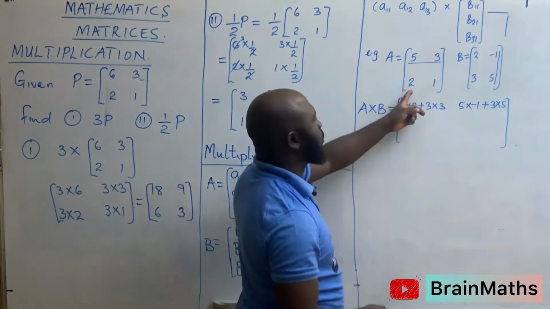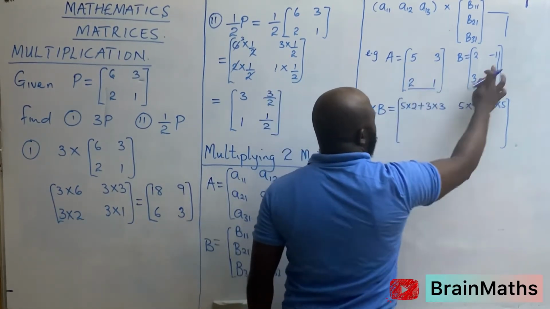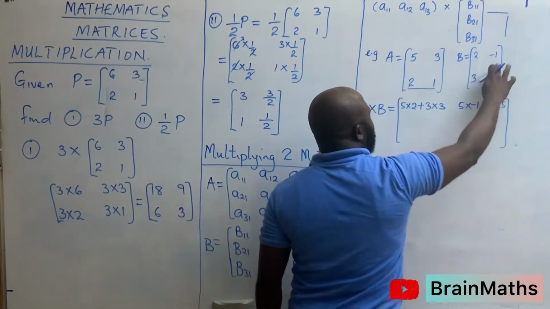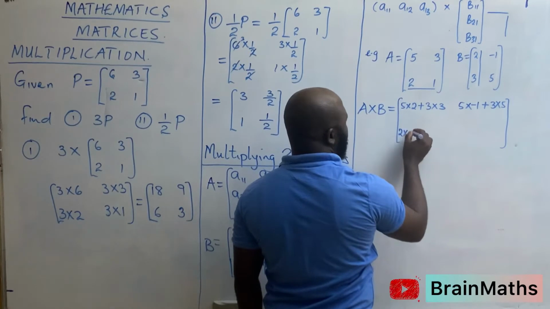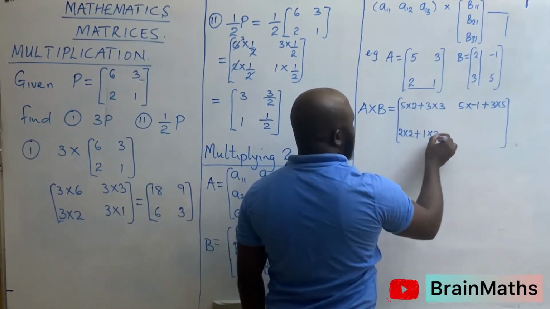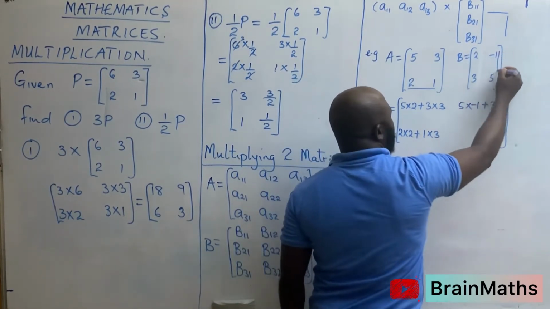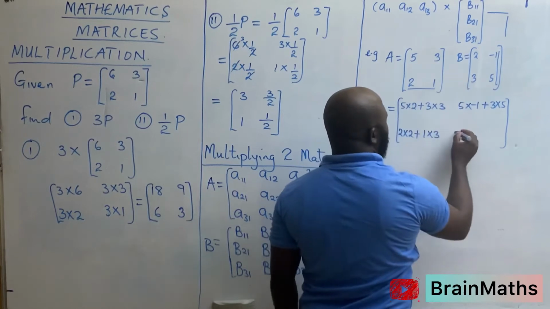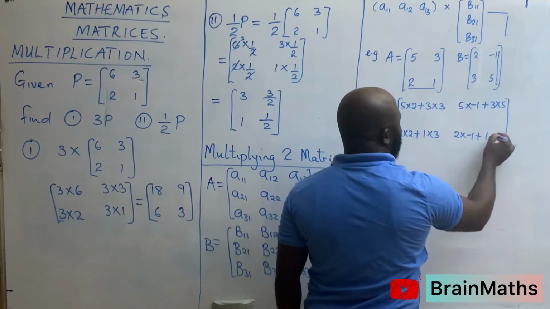Then the second one will be the multiplication of the second row by the 2 columns again, starting with the first column. So we have 2 times 2 plus 1 times 3. Then the second side will be the second column, 2 times -1 plus 1 times 5.